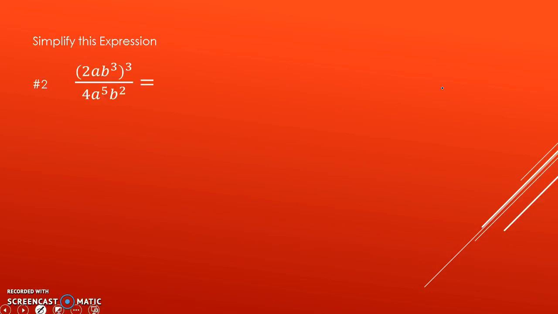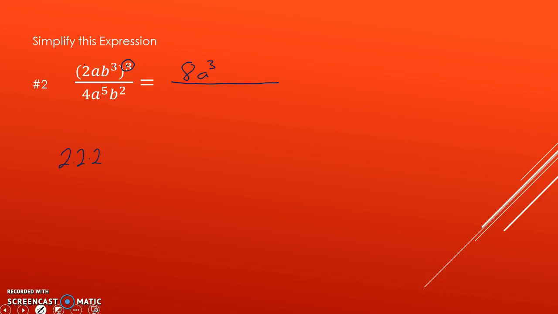So let's go on to number 2. This is a little bit more involved here. It involves a lot of the other exponential rules that we already talked about. So what we're going to start with is we're going to take everything here to the 3rd power, everything in the numerator. So that includes taking 2 to the 3rd power. 2 to the 3rd power means 2 times 2 times 2. Well, that's 8. And then a to the 3rd power is simply a to the 3rd.